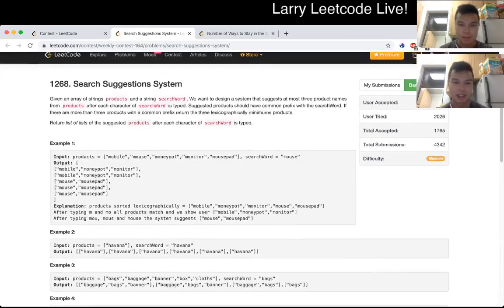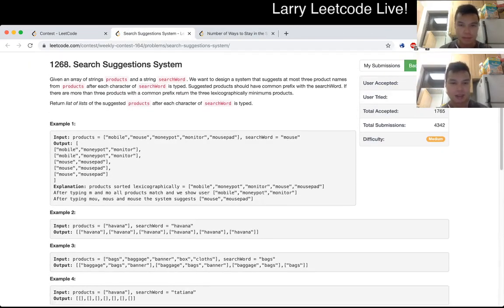Search session system. The funny thing is, I think at some point I had an interview problem that was very similar, where it was like auto-complete suggestions. So I was immediately thinking of tries and stuff like this, and I was solving with tries.